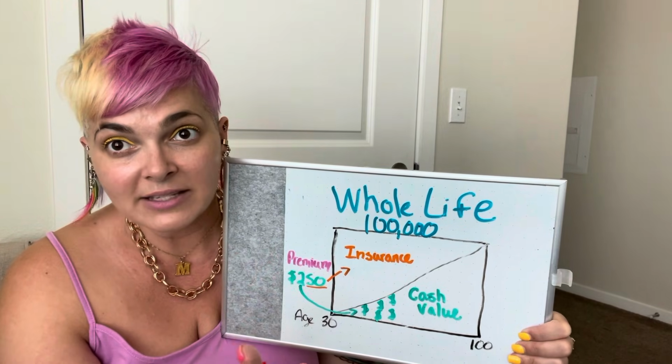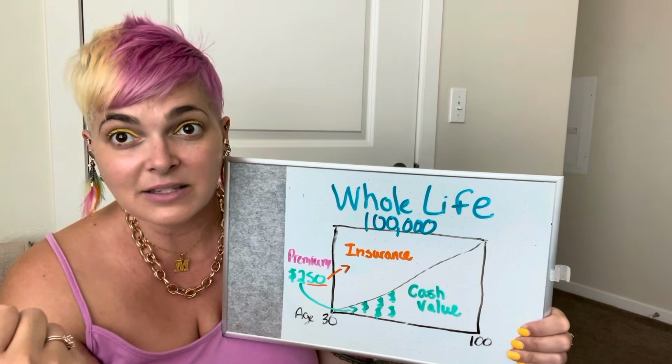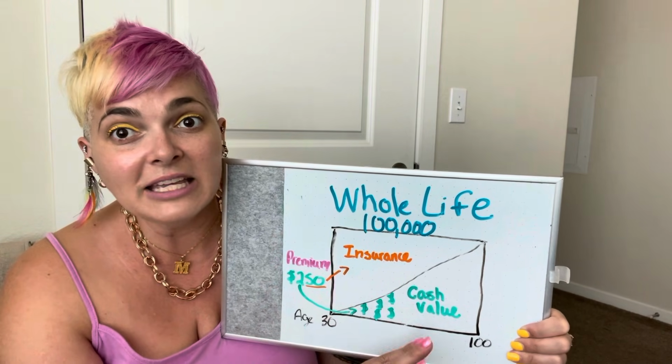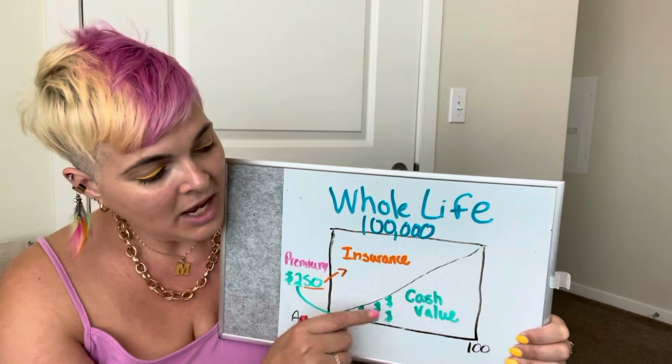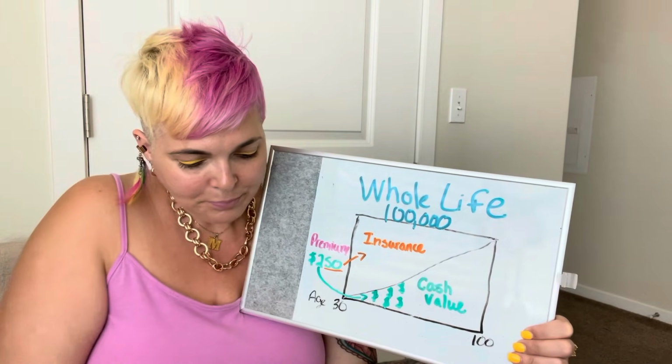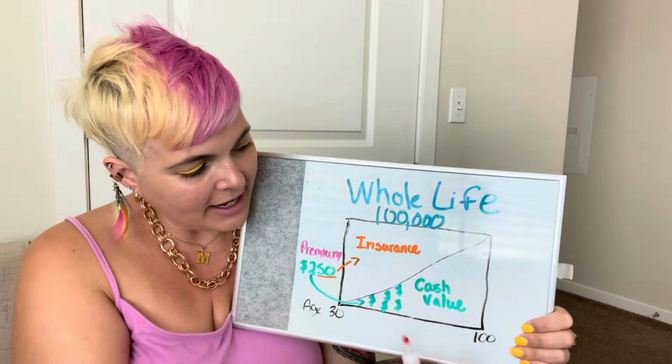One, your interest in a regular bank account is going to be taxed by the government. Your interest here will not be taxed by the government if you leave it as a whole life policy. The other benefit about this is, let's say that I were to die. So this is going from age 30 to age 100.